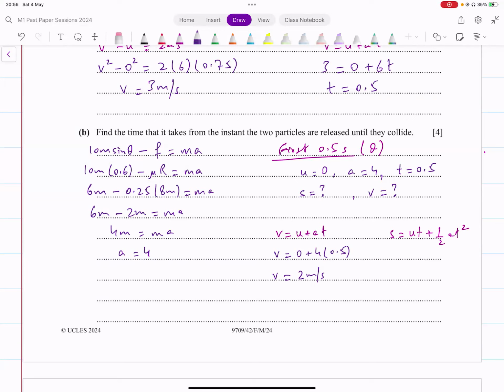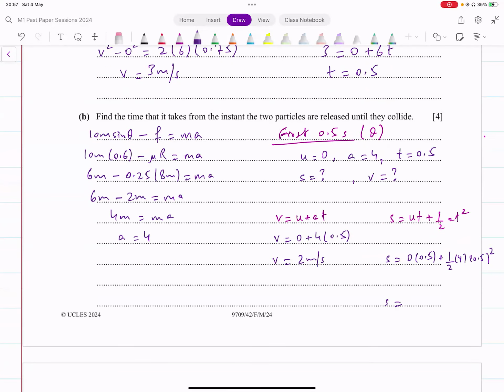Let's see what we get from that. S equals 0 into 0.5 plus 1 over 2 into A, which is 4 into 0.5 squared. What do we get from this? How much distance has it traveled? 2 into 0.5 squared, that is 0.5. So it has traveled 0.5 meters in these 0.5 seconds. This is the state after 0.5 seconds. Okay.